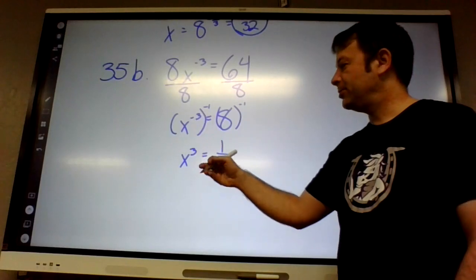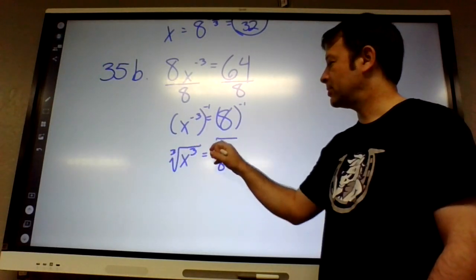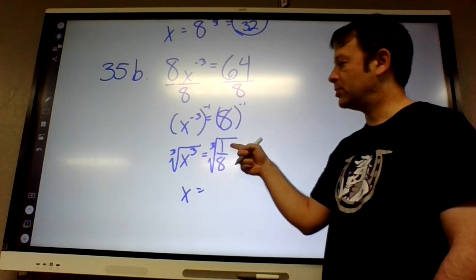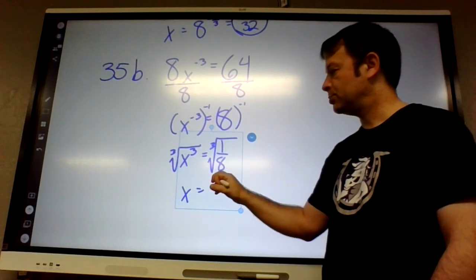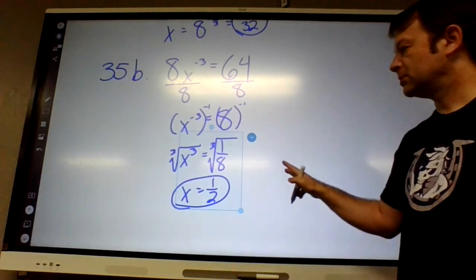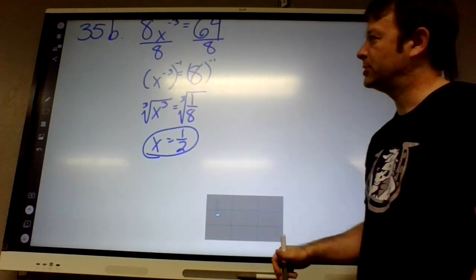How do I get rid of the cube? What is the cube root of 1/8? What's the cube root of 1? 1. Cube root of 8? 2. It's okay. 1/2 times 1/2 times 1/2 is 1/8.